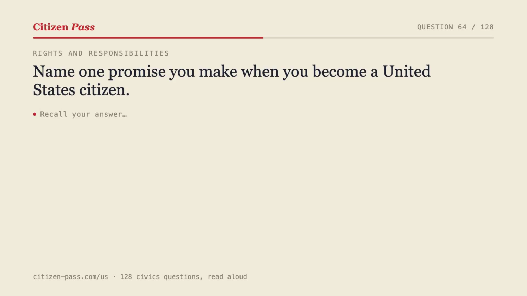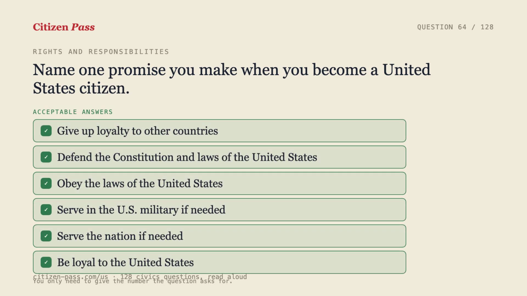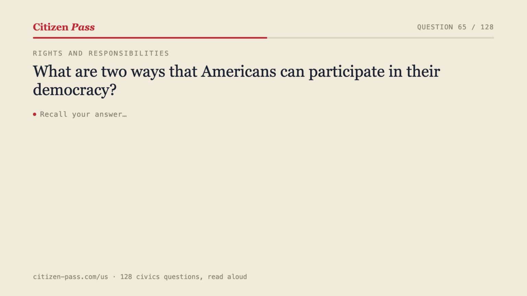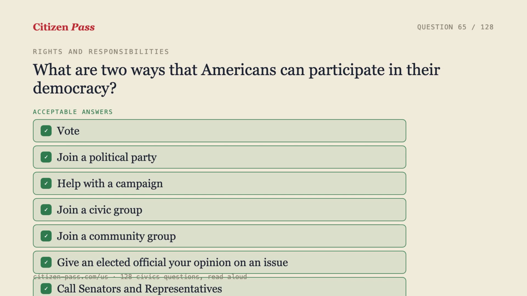Name 1 promise you make when you become a United States citizen. Acceptable answers include give up loyalty to other countries, defend the Constitution and laws of the United States, obey the laws of the United States, serve in the U.S. military if needed, or serve the nation if needed. What are 2 ways that Americans can participate in their democracy? Acceptable answers include vote, join a political party, help with a campaign, join a civic group, or join a community group.